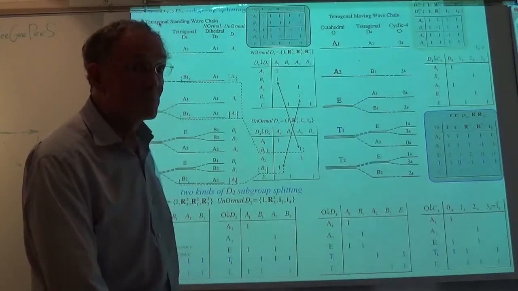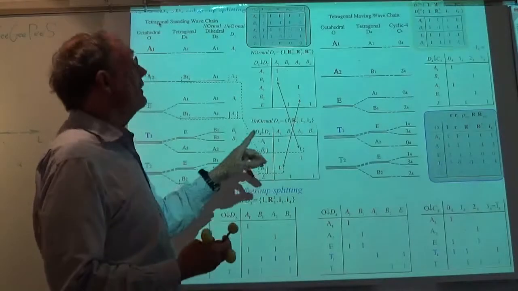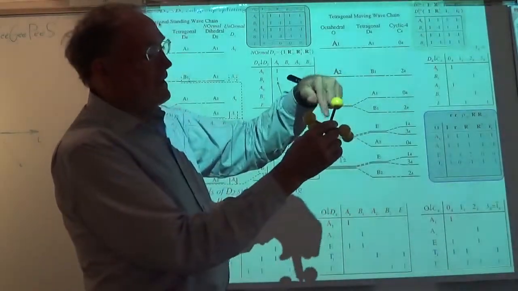There are 6 of those 180-degree rotations, the I's. Which one do you choose for that D2?